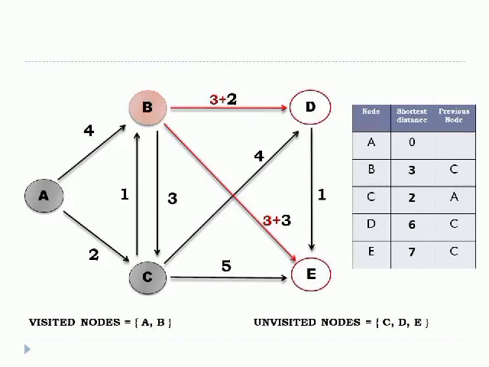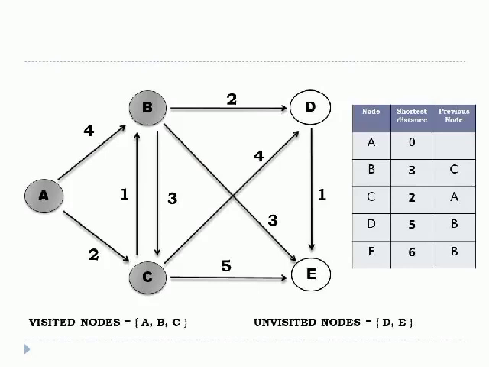Let's start with D. The distance from A to D over B is 5. 3 plus 2 is 5, so 5 is less than our current distance 6 that we have stored in our table. So now we need to update our shortest distance to D and we put B as the previous node. Next is E. The distance from A to E over B is 6. 3 plus 3 is 6, so 6 is less than our current distance 7 that we have stored in our table. So now we need to update our shortest distance to E and we put B as the previous node. Now we are finished with B and let's mark B itself as visited.